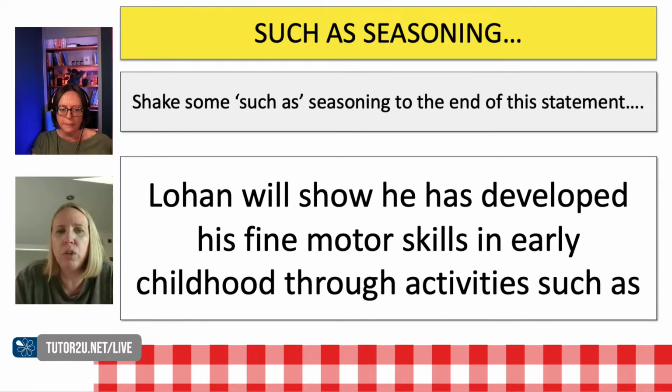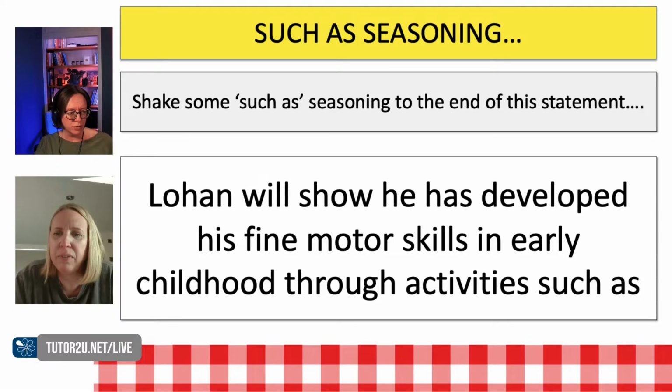We've got one more of these, which is quite similar. We want you to add some "such as" examples to the end of this statement. Lohan will show he has developed his fine motor skills in early childhood through activities such as. So think about the life stage, early childhood. What kind of fine motor skills might children be able to do at this point? Give us some examples. We've got some great ones.